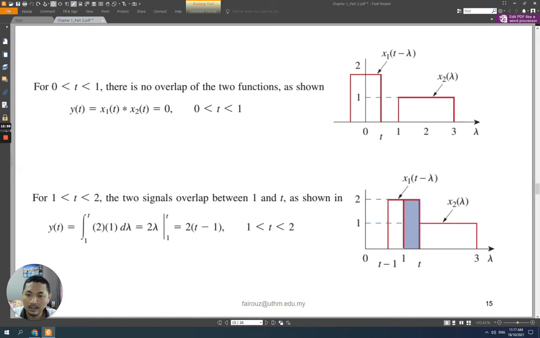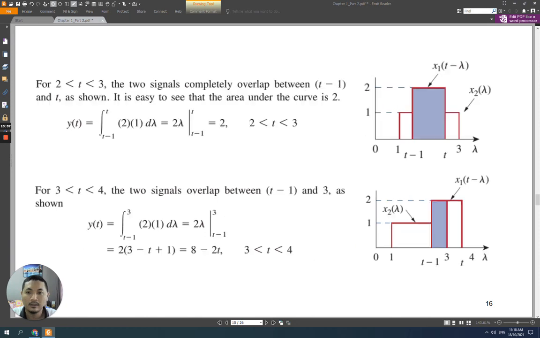So you integrate with respect to lambda, and finally you will get 2t minus 2. This is actually the result of y(t). Before, y(t) was 0 for the region from 0 to 1, and now from 1 to 2, y(t) is 2t minus 2. Then we continue to move this signal x1 to the next step, which is 2 to 3.